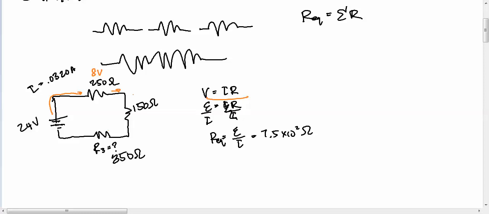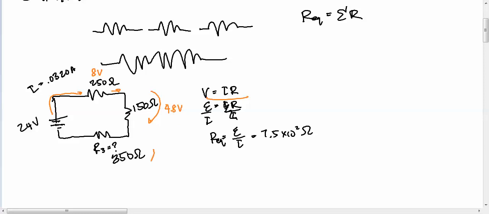What about going across this resistor? We're calculating how much is dropped, not how much is left afterwards. What you're trying to figure out is what V is. So you plug in the I, which is 0.032, and you multiply by 150, and you end up getting 4.8 volts. Cool. So we've lost 8 volts and we've lost 4.8 volts.